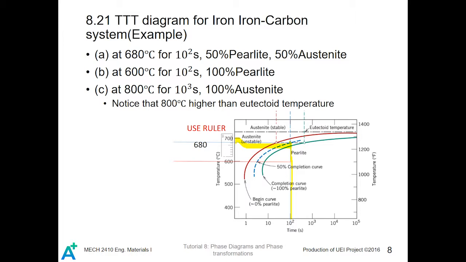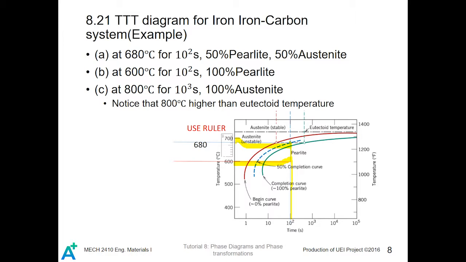Okay, for B, at 600 degrees Celsius for 100 seconds, it will be 100% pearlite. Again, draw a temperature line, draw a timeline, which is already drawn because it is the same time, and you can see that it is 100%. It has passed through the completion curve, and therefore it is 100% pearlite.